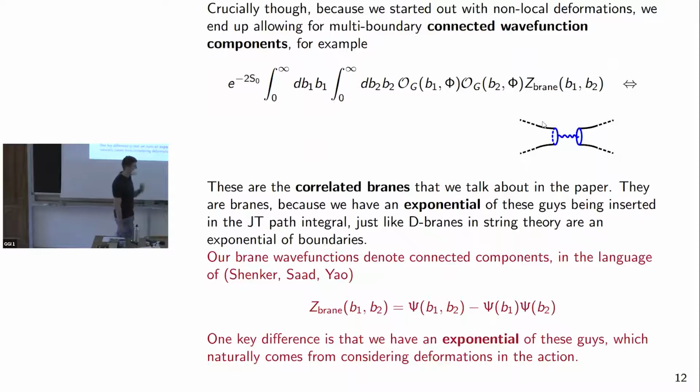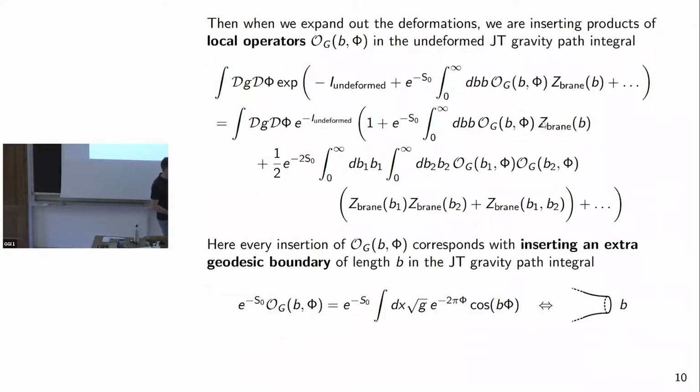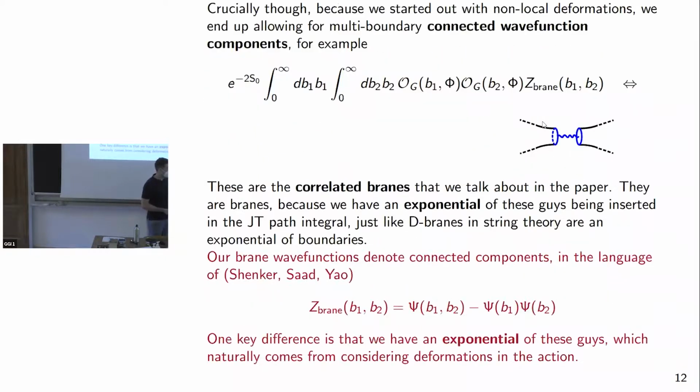But the important point is that we also get contributions like on the last line here, where there's a wave function that connects the two boundaries. And that comes inherently from the non-local interaction. So in the paper, we called these correlated brains, because they're brains because we have an exponential of boundaries, and they're correlated because the boundaries can be correlated like this.